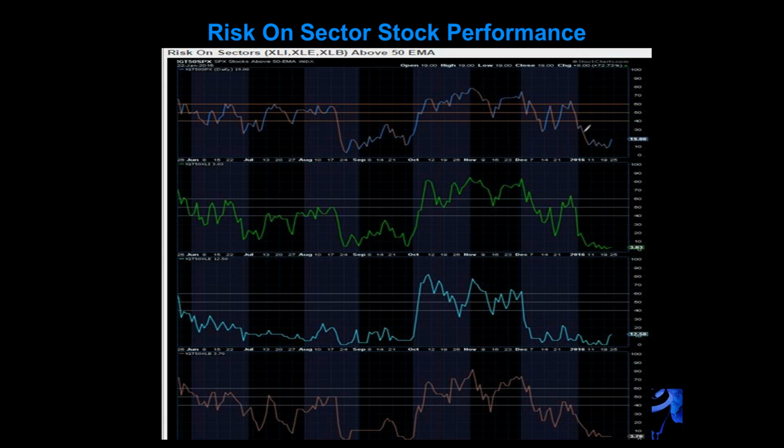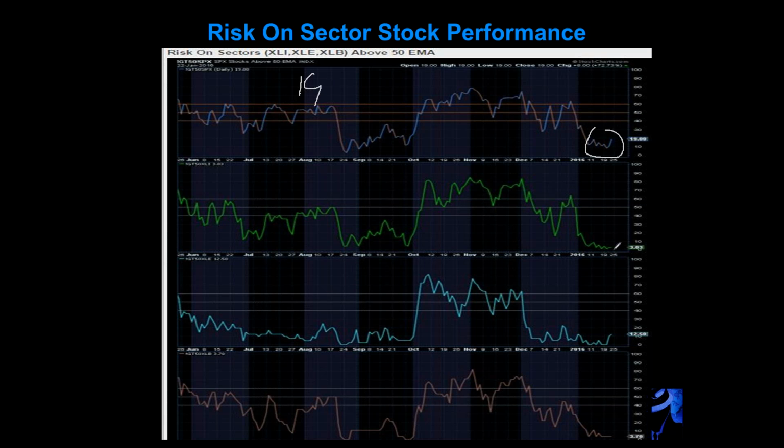You can see here again, as a benchmark, the 50 EMA, the SPX is about 19%. So over 80% of the stocks right now in the S&P are under their 50 EMA. And I did that run this morning. So even with that large move up we had, you still have 80% of the stocks in the S&P below their 50 EMA.